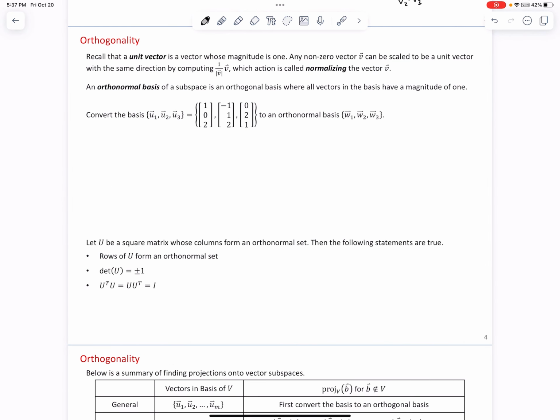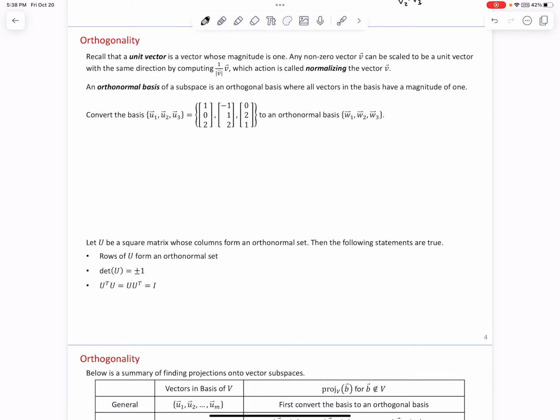Recall that a unit vector is a vector whose magnitude is 1. Any non-zero vector v can be scaled to be a unit vector with the same direction by computing 1 over the magnitude, which will be a scalar, times the vector v, which action is called normalizing the vector v. An orthonormal basis of a subspace is an orthogonal basis where all vectors in the basis have a magnitude of 1. So we have a new term here, orthonormal basis. It's a special kind of orthogonal basis. If you take an orthogonal basis and scale all the vectors in that basis to have a length of 1, then you will have created an orthonormal basis.